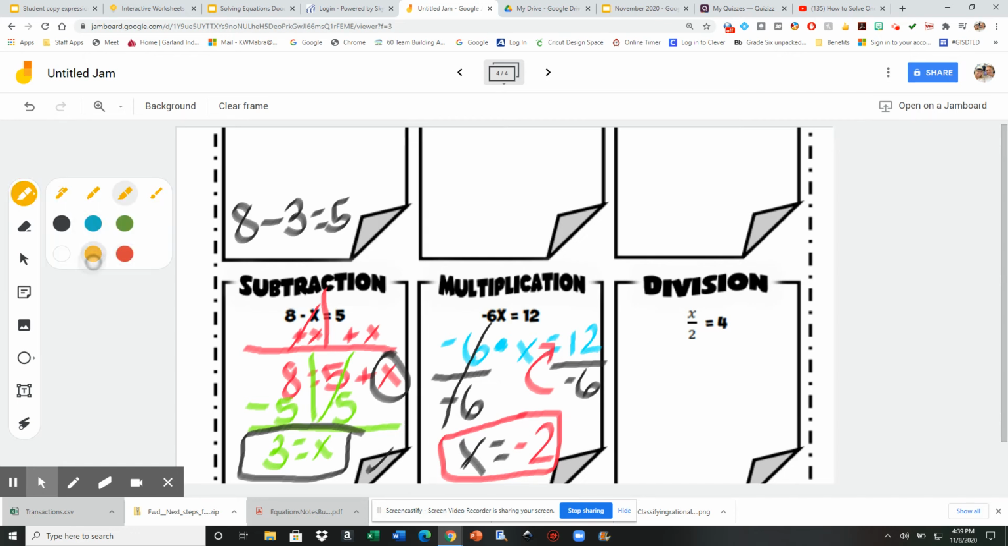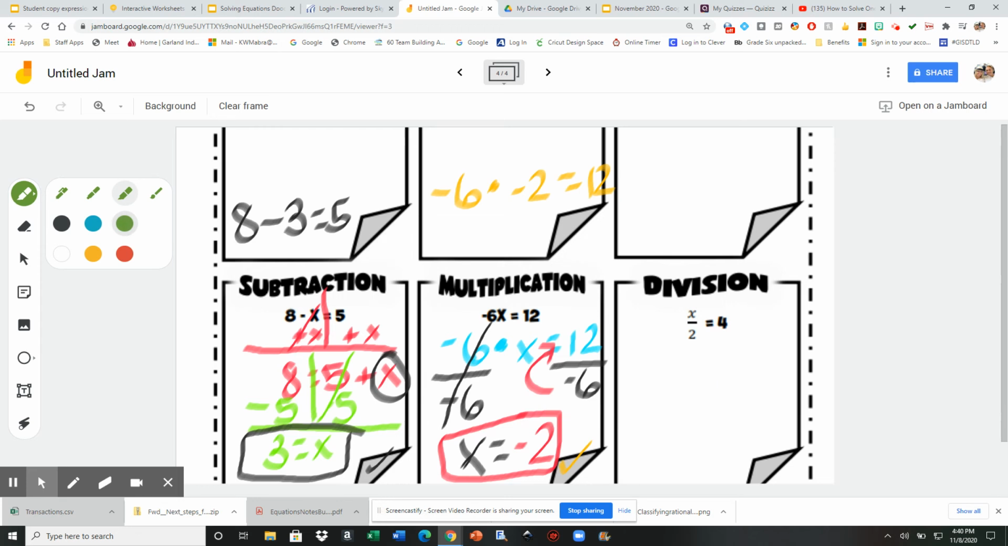So let's just substitute and see if we got that correctly. It's negative 6 times, we said that x is negative 2. Negative 6 times negative 2 is equal to positive 12. And that is true. This is another true statement.